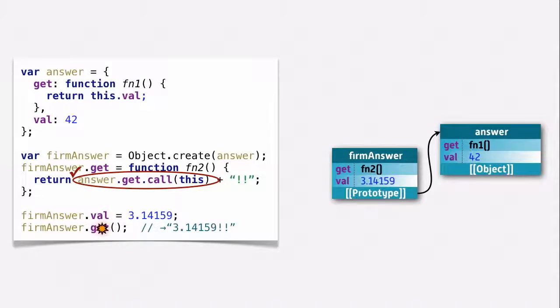Okay, here's how it works. When we call firmAnswer.get, this is set to firmAnswer. It looks for get, it finds it, runs function 2, and now it says answer.get.call. That sets this to, well, the same this again, but then it runs answer.get directly, which tries to return this.val, which looks for val on firmAnswer and finds it and returns the correct answer.